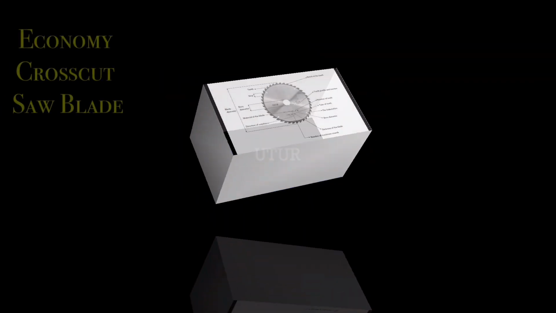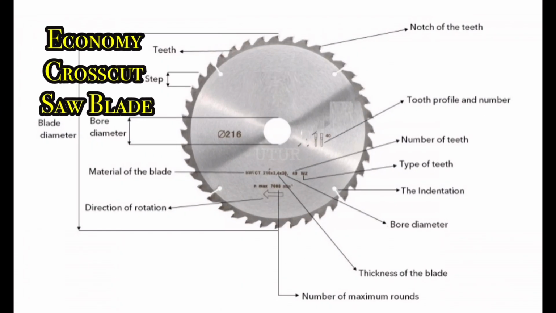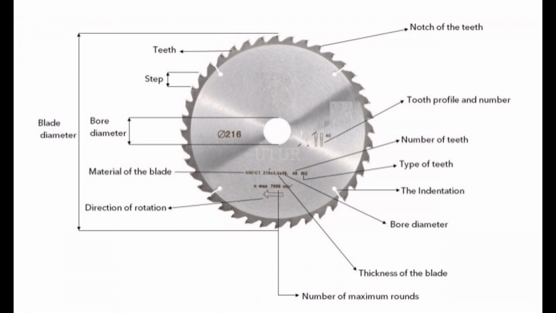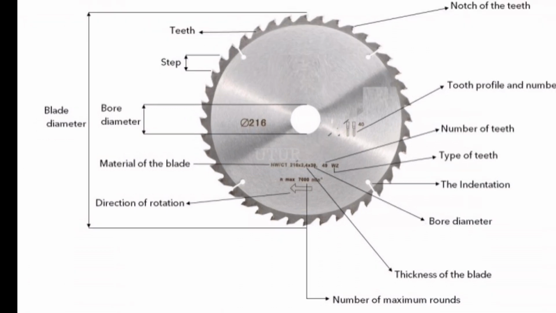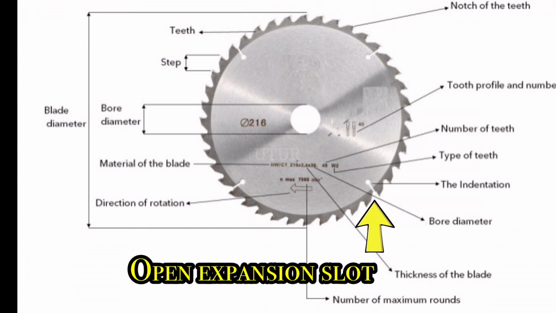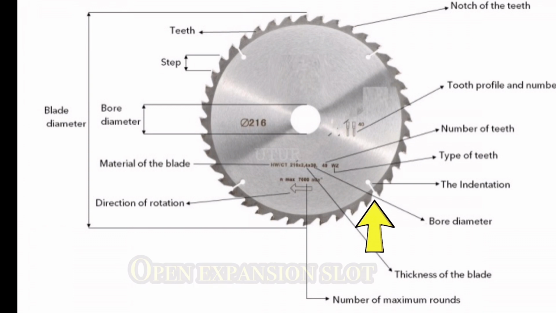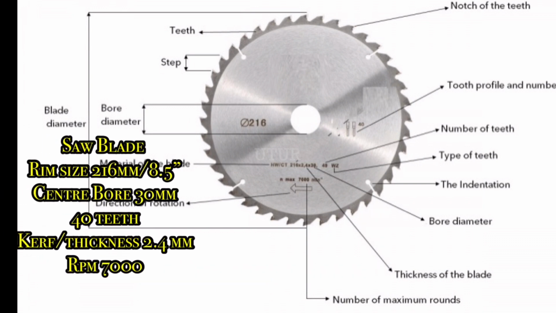than the economy blades. The laser cut blades are designed for long life and the teeth can be resharpened many times. Here we have got an economy cross-cut saw blade, and you can tell by its stamped plate, open technology and fewer teeth, with a very small gullet or space between each tooth.